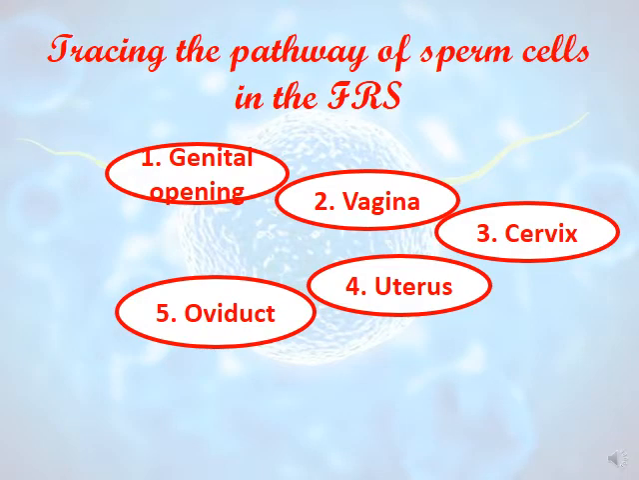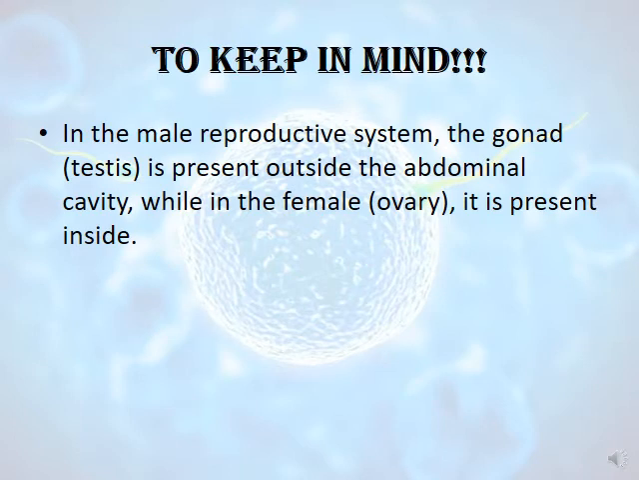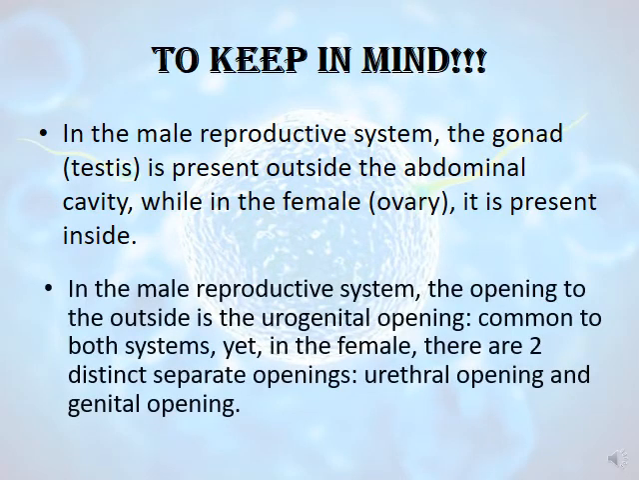So number 5, oviduct. Keep in mind that in the male reproductive system, the gonad, the testis, is present outside the abdominal cavity, whereas the gonad in the female reproductive system, the ovary, is present inside. In the male, the opening to the outside is called the urogenital opening, common to both the urinary system and the genital system. While in the female, there are two distinct openings, the urethral opening and the genital opening.